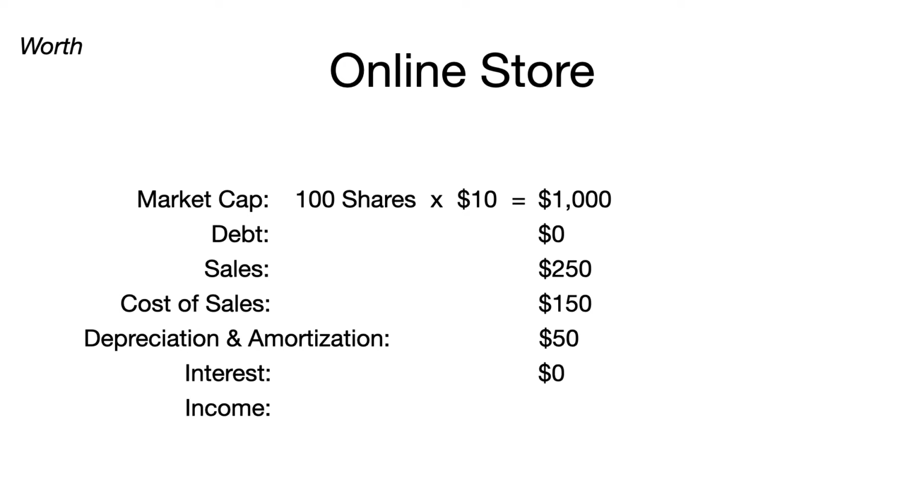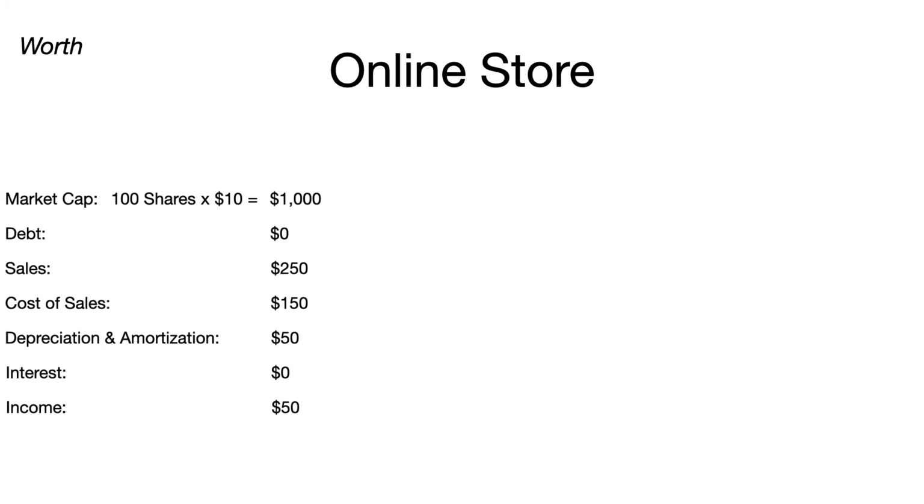So at the end of the day, you had the $250 of sales. It costs $150, so you're left with $100 profit. But then there's the depreciation, and so they take that off, and you're left with $50 of income. Okay, so now if we wanted to know the total enterprise value, maybe hit pause, think about it. How do you calculate that? There's a lot of information here. Sometimes it can be confusing.